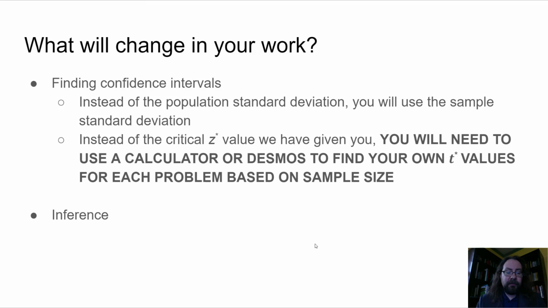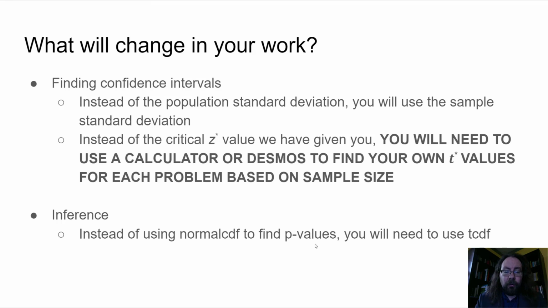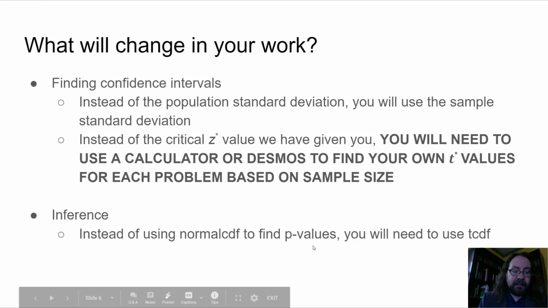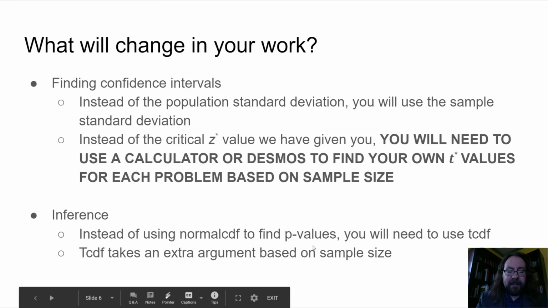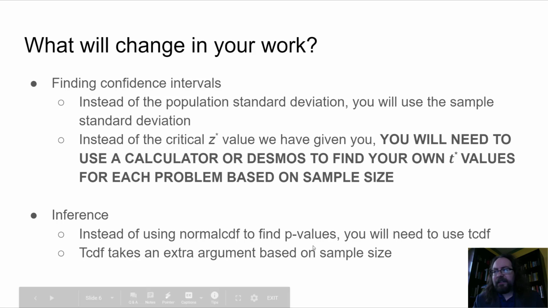Later on, we're going to be doing inference on means. And the big change there is instead of using normal CDF to find your p-values, you're going to use TCDF because you're using the t-curve and not the normal curve. So that's not a huge difference there. But TCDF will take an extra argument based on the sample size that you're using, because, again, different sample size, technically different t-curve. So this has been our introduction to the t-distribution, and in the next video, we're going to look at how we actually use the t-distribution to construct confidence intervals for means.